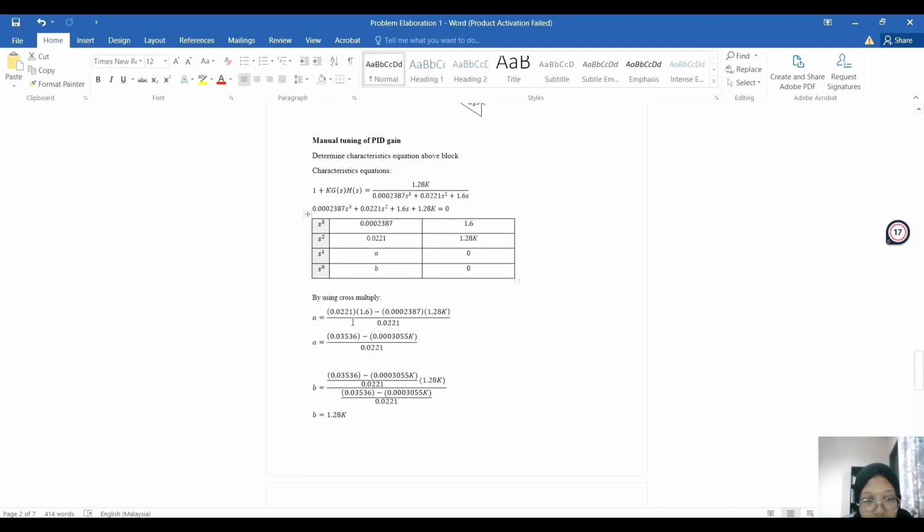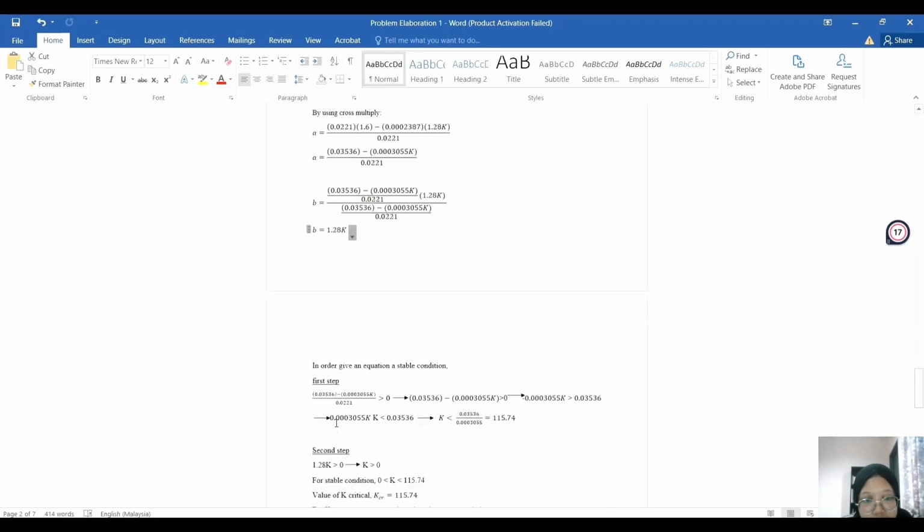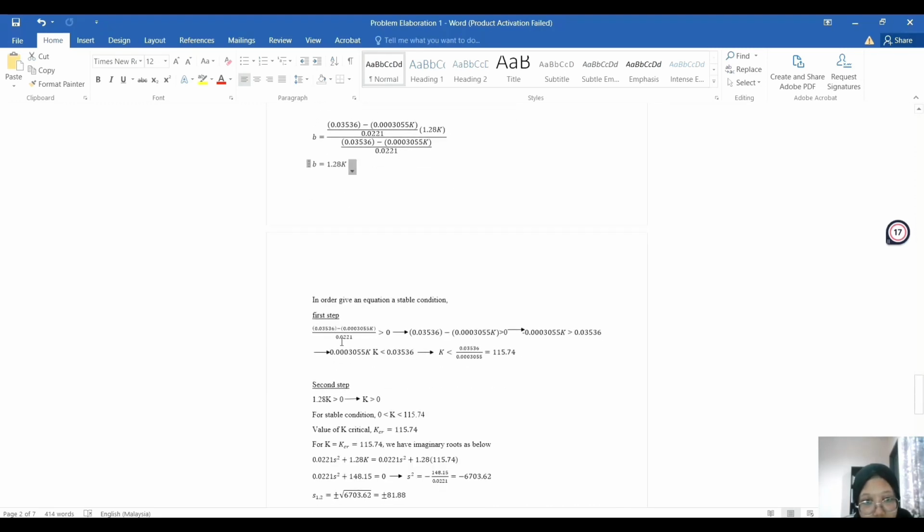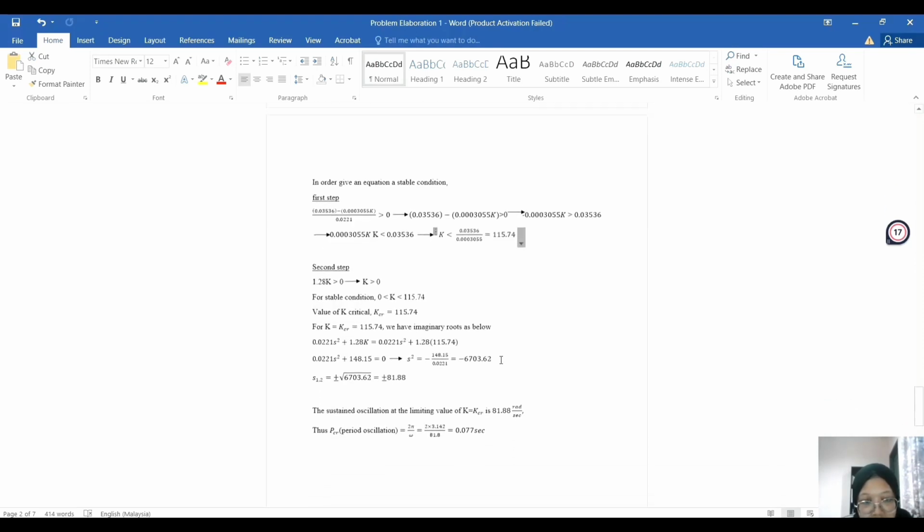Then by using cross multiply, we get this for A. Then for B we get 1.28K. So in order to give the equation a stable condition, K we get 115.74. The second step, we let K be greater than 0. So for the stable condition, K is greater than 0 and less than 115.74.